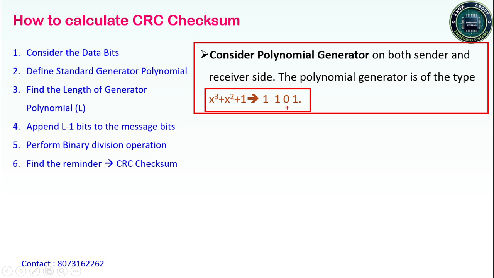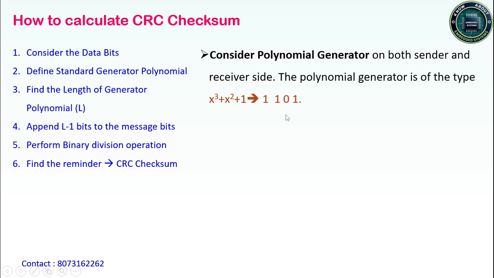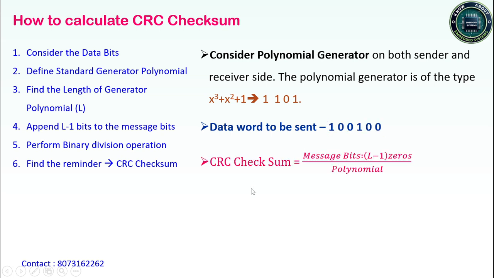We have to maintain a standard generator polynomial. Usually in most communication protocols, the protocol IP will define the standard generator polynomial. Here I'm considering one simple equation in order to calculate the checksum. Then let us consider the data to be transmitted. This is my data which I need to transmit: 100100.